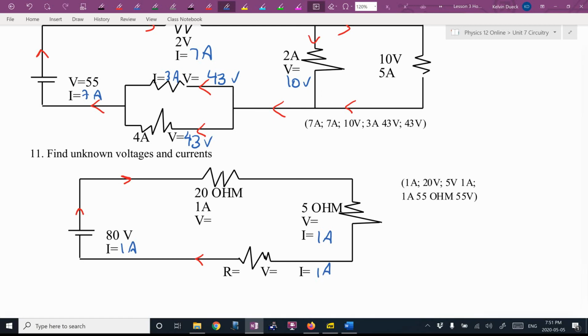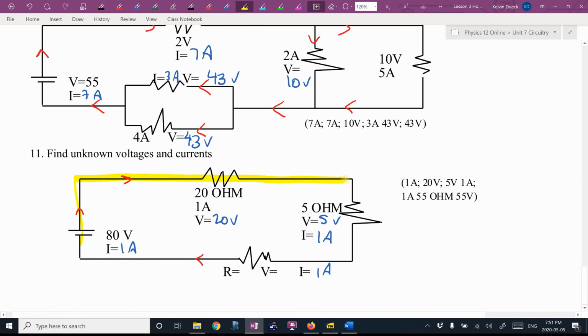Step 2, look for two things. Knock, knock. I know two things. So V equals I times R, so this is going to be 20 volts. Ooh, I also now know two things here because I filled in the current. V equals I times R is going to be 5 volts. Well, ski. I'm starting with 80 volts.